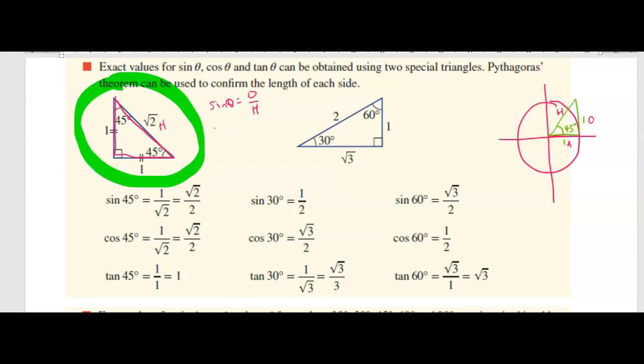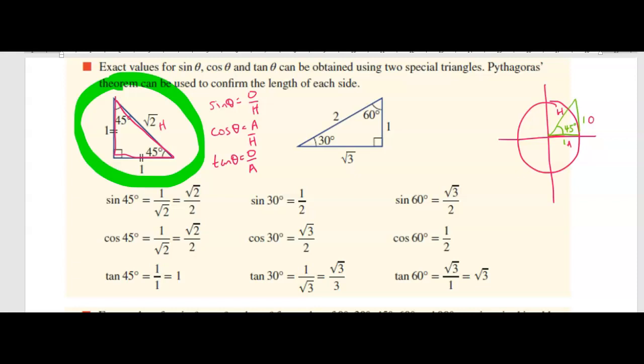Then you've got cos, which is adjacent over hypotenuse. Okay, so that's the same: 1 over root 2. And then tan, which is opposite over adjacent, which is 1 over 1. So that's how you get your exact values.